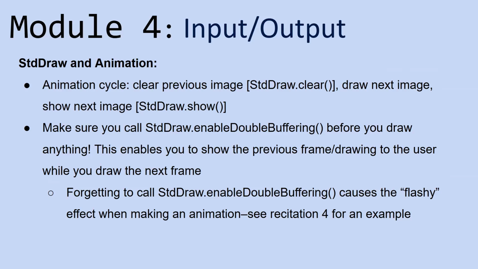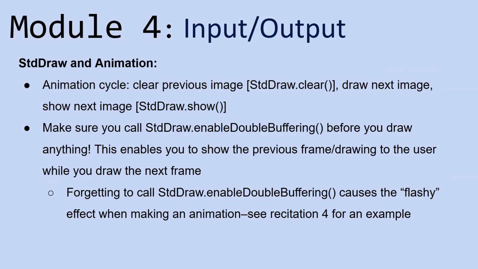So basically what that actually looks like, if you forget to call StdDraw.enableDoubleBuffering, it causes a flashy effect when you make an animation, and I show you what that looks like in Recitation 4 as well. So if you're drawing and you see your thing, and then it flashes white, and then you see your drawing again, that's basically because you forgot to call enableDoubleBuffering. And what that clear does is reset your screen to white, right? And then you'll see that, and you'll also see every part of your image being drawn in real time. I mean, it goes really quickly, because computers are pretty fast.